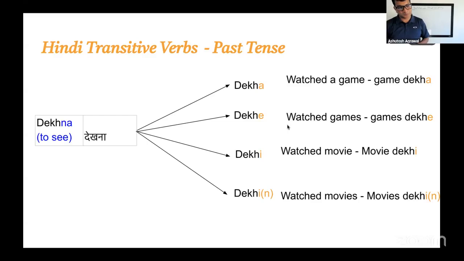Okay, so film. So film, मैंने film देखी. Beautiful. A film is considered feminine singular. So मैंने एक film देखी. Okay. Una ji.